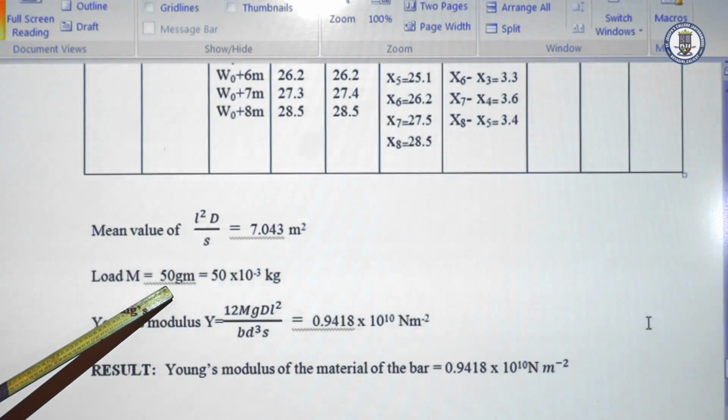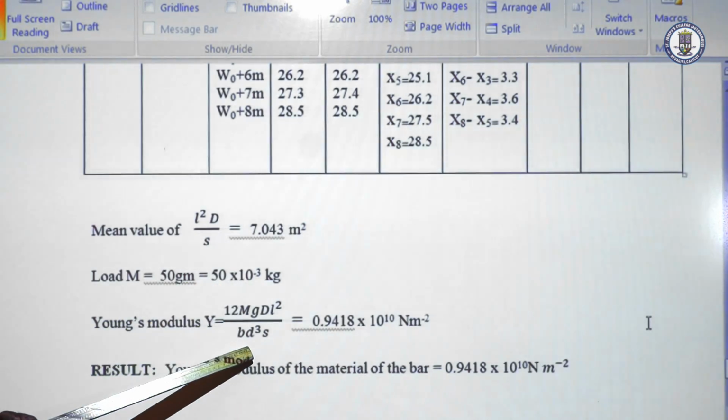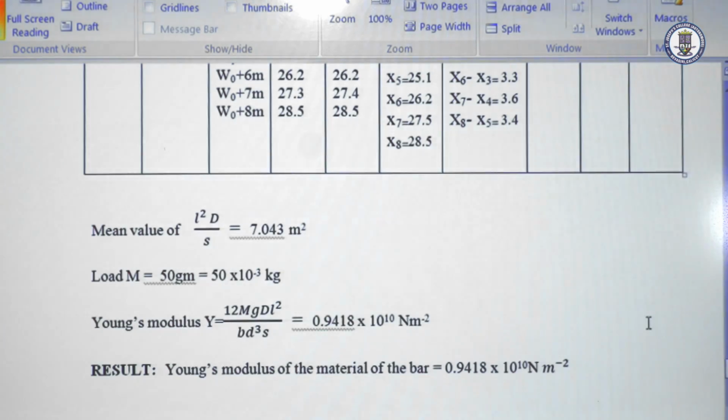The M that we used is 50 gram. Each time we added 50 gram, so that is 50 into 10 to the power of minus 3 kilogram. So the Young's modulus is calculated using the formula 12 M g d L squared by b d cubed S, and we obtain 0.9418 into 10 to the power of 10 Newton per meter squared. So that is our result.